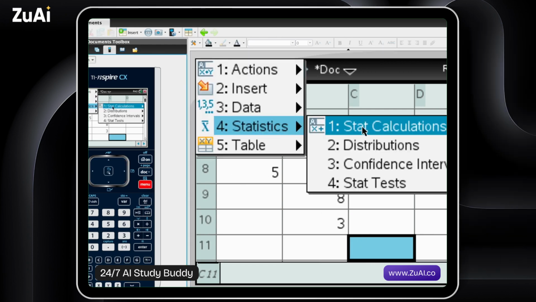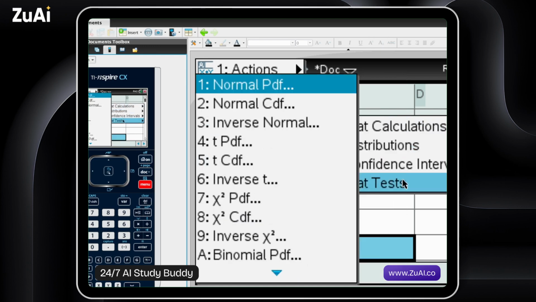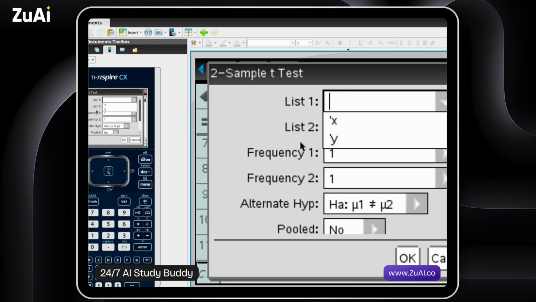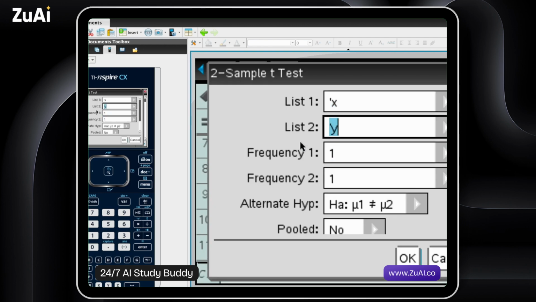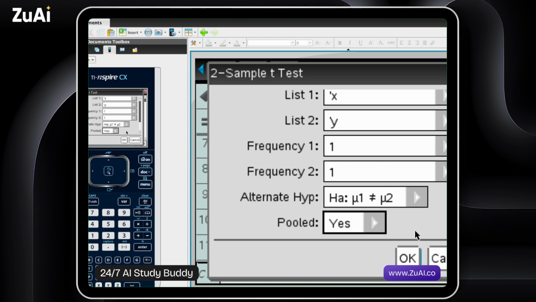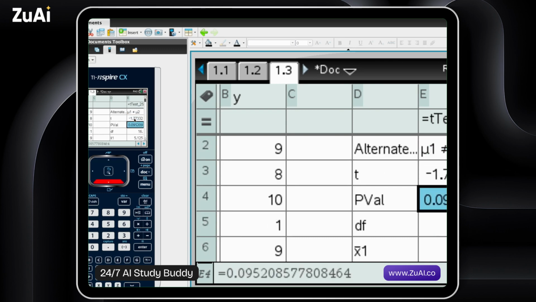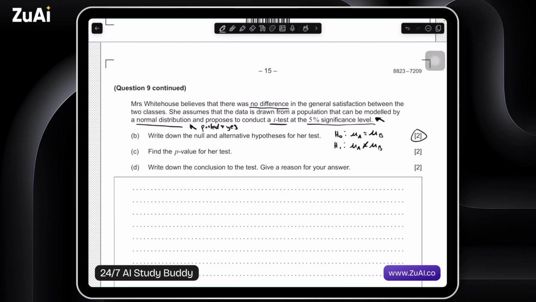Menu, statistics, stat test, sorry. We want to do a 2-sample t-test. X is in our X, Y is in Y. The alternative is that there is a difference in the average satisfaction rating. Pooled is always equal to yes. There we go. Let's go down and find the p-value. Here it is. Okay, interesting. So let's go back to the document screen in a sec. P-value 0.0952. Okay.